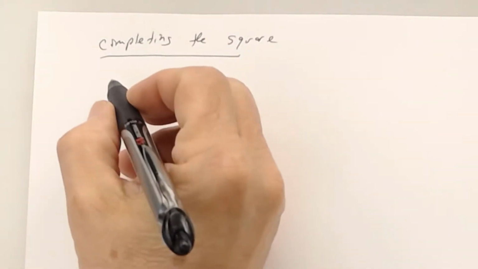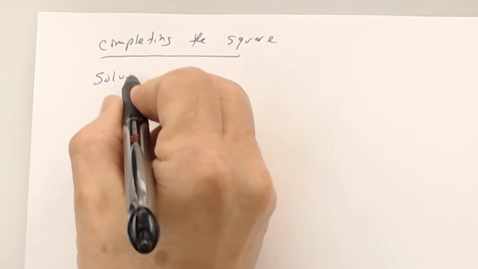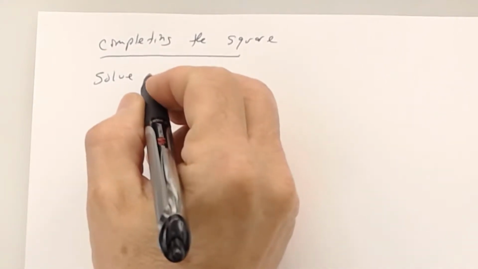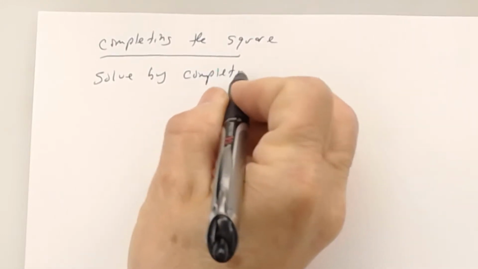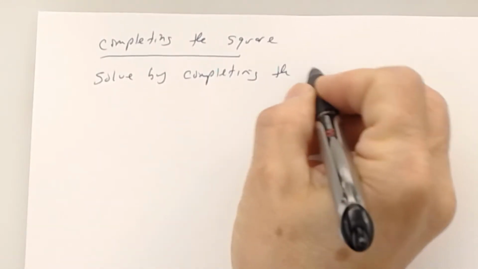All right, completing the square. So we're going to solve each quadratic equation by completing the square. That's not in your test. That's on test 2. Okay, number 1.